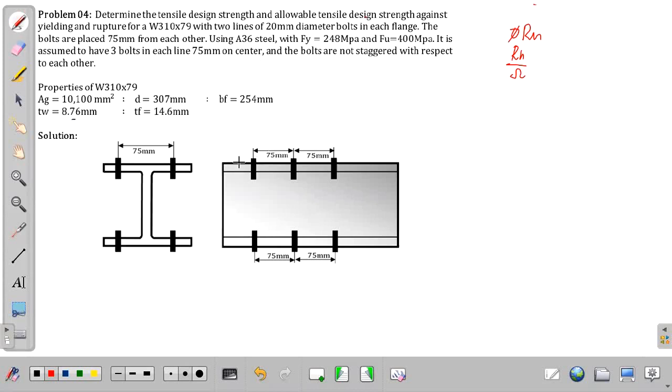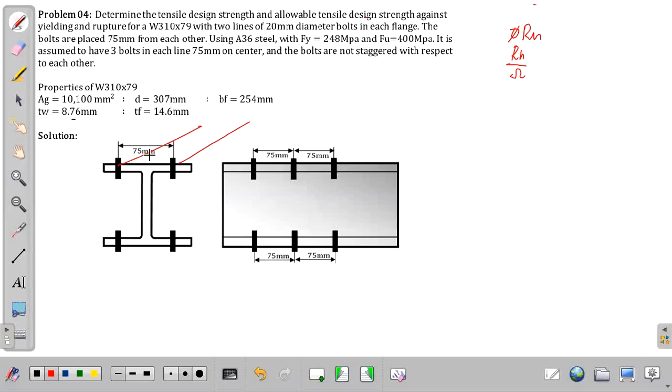section shown in the figure. Okay? So we have two lines of 20 mm diameter bolt in each flange. So sabi dito, we have two lines. So isang linya yan, isang linya ng bolt. Okay? In each flange. So dalawa sa taas, dalawa sa baba. Okay? So the bolts are placed 75 mm from each other.